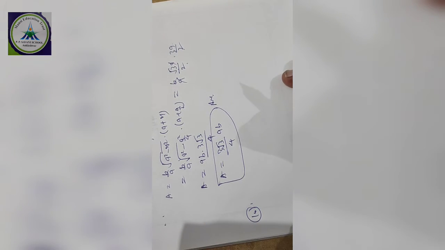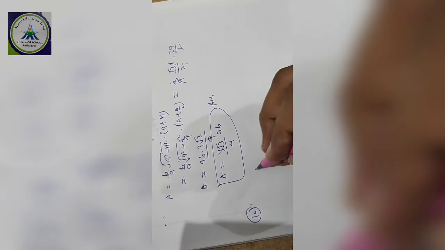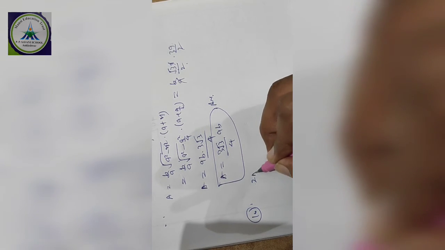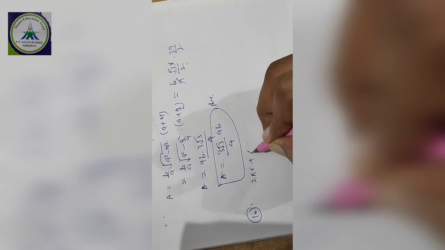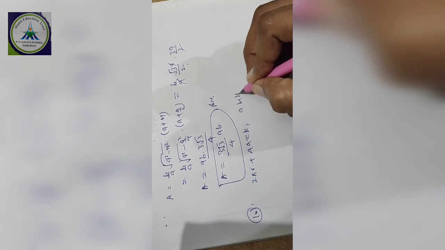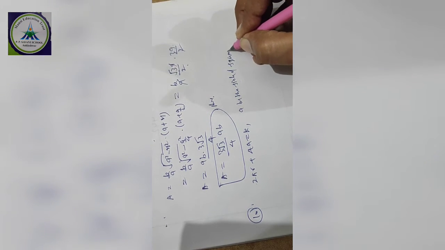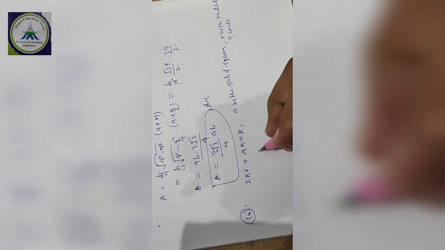Okay, question number 10. The sum of the perimeters of a circle and a square is k. So the circle's perimeter 2 pi r plus 4a equals k. Let a be the side of the square and r be the radius of the circle. Clear?